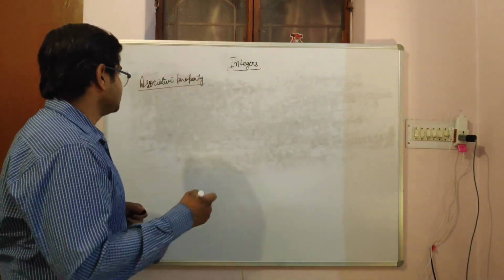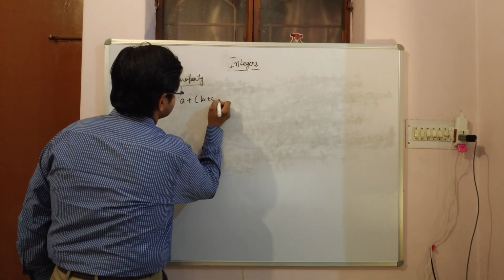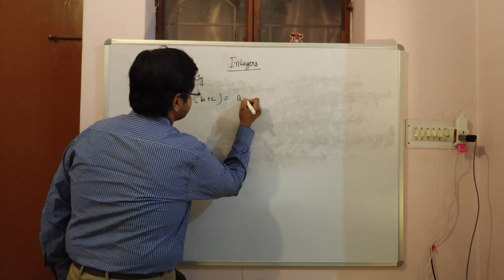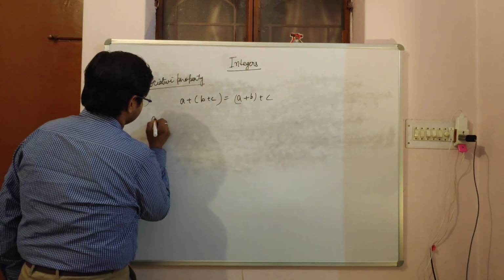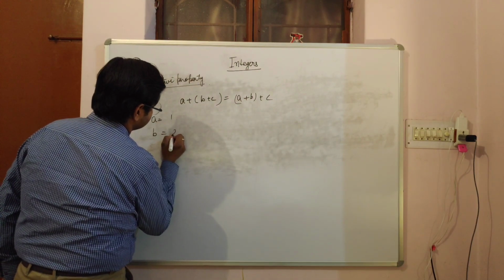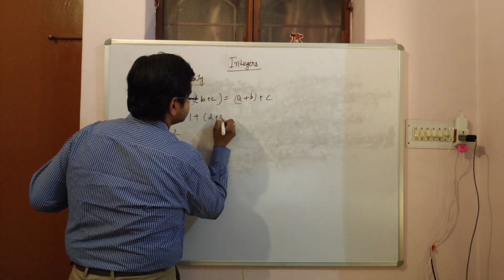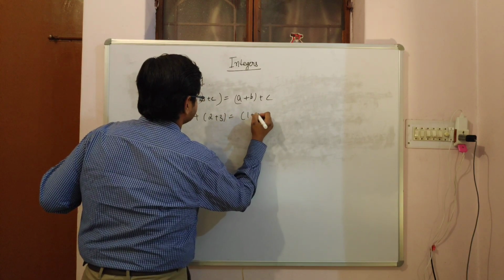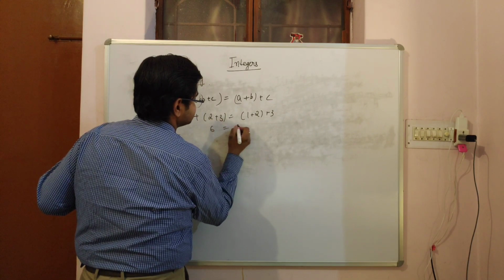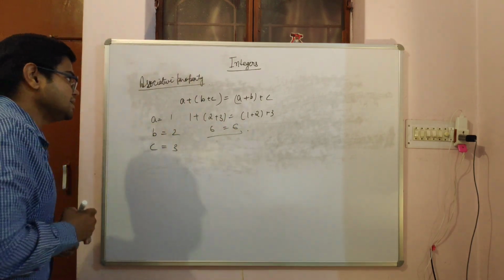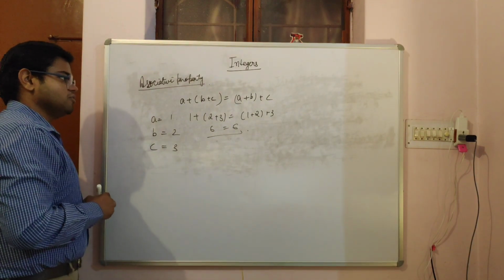Let us look into the associative property, that is a plus b plus c is equal to a plus b plus c, with different groupings. Suppose we have a equals 1, b equals 2, c equals 3. 1 plus 2 plus 3 equals 1 plus 2 plus 3. What will be the result? 3 plus 2, 5 plus 1, 6. This side will also be 6. So associative property holds good for addition for integers.